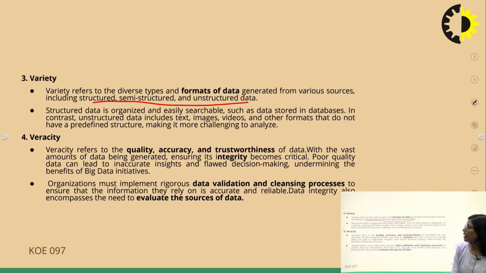Structured data is organized and easily searchable. That is data stored in a tabular format. That is called structured data. Unstructured data includes text, images and videos. All these types of data can be easily handled by big data.